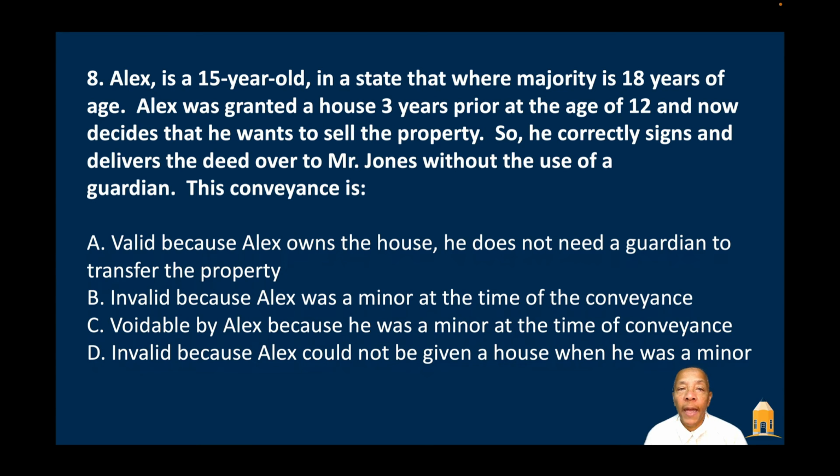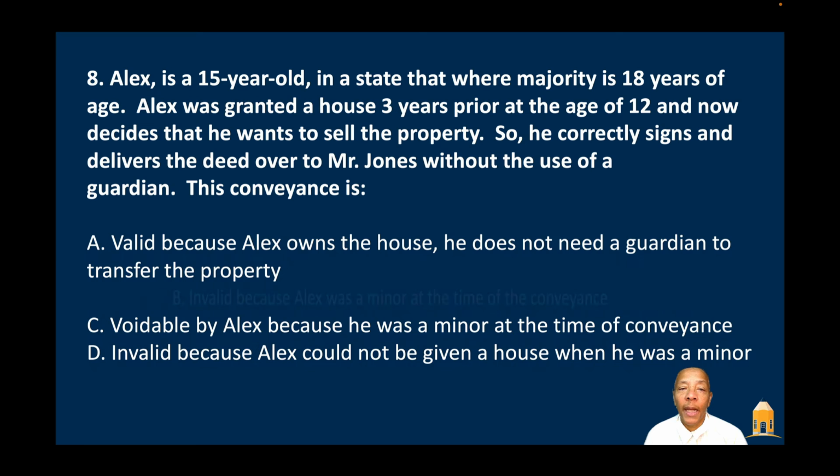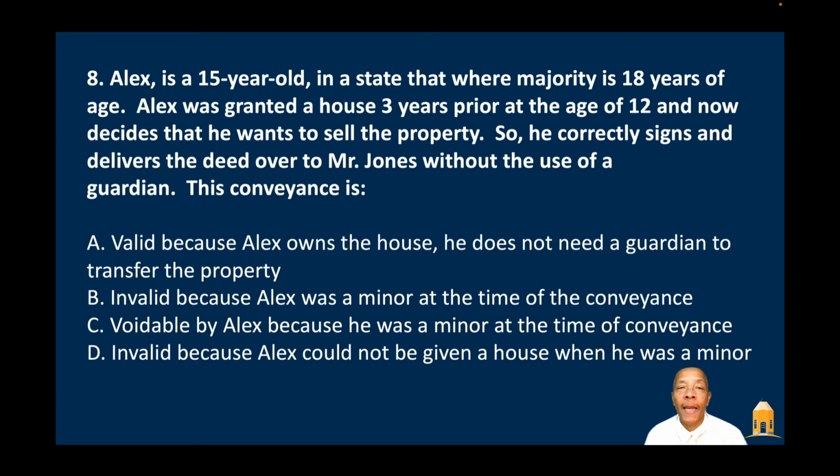And so he's conveying this deed. And so in this situation, it is invalid because Alex was a minor. Don't forget, voidable means that it could be valid, it could be invalid. But when a minor conveys a deed, it can never be valid. So it's invalid at the inception.